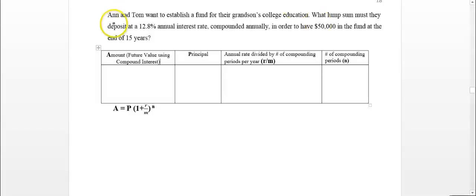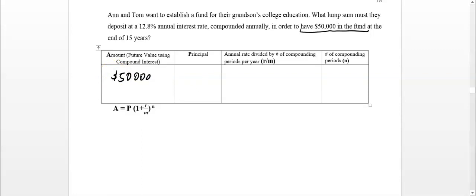Anne and Tom want to establish a fund for their grandson's college education. What lump sum must they deposit at 12.8% annual interest rate compounded annually in order to have $50,000 in the fund at the end of 15 years?